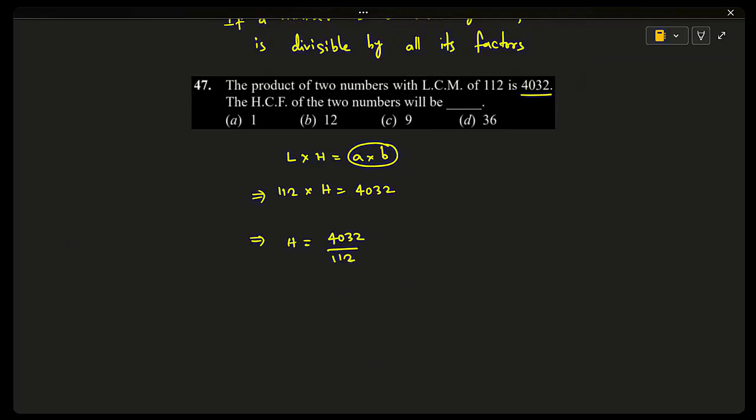So both are divisible by 4. 4 2s are 8, 3 is remaining, 4 8s are 32, 4 10s are 40, 4 8s are 32. And again divisible by 4. 4 7s are 28, 4 2s are 8, 4 5s are 20, and 4 2s are 8. Now yes, divisible by 7. 7 3s are 21, 7 6s are 42. So the HCF will be 36. Answer is D.